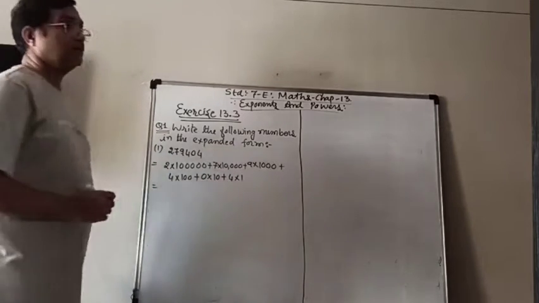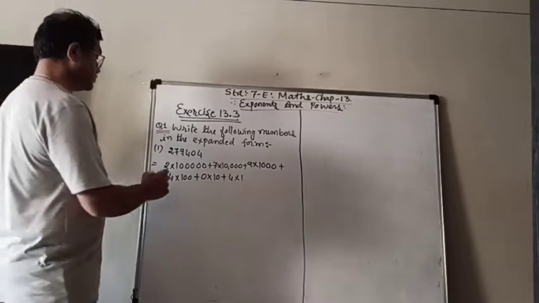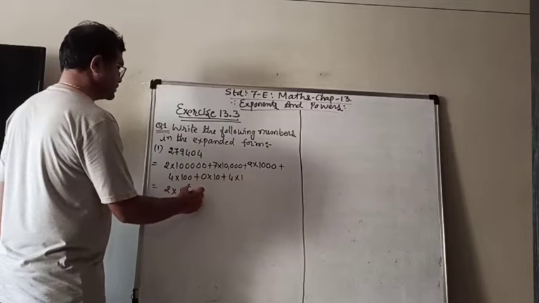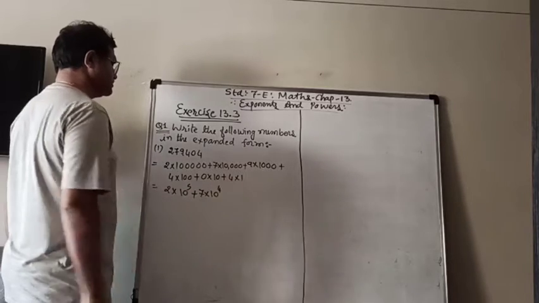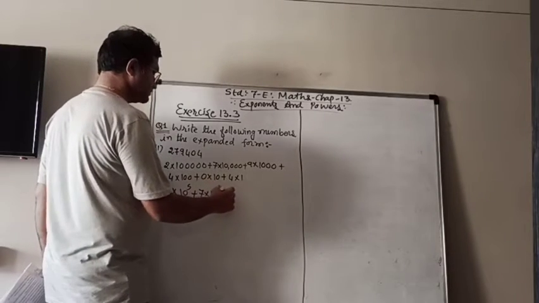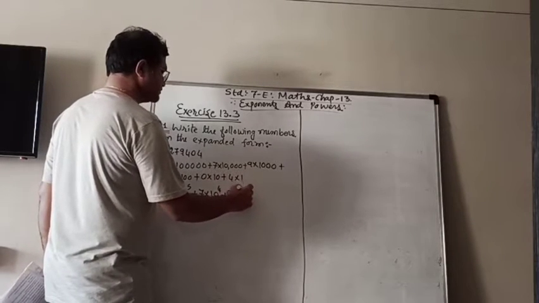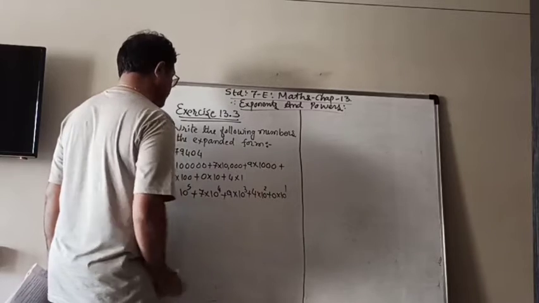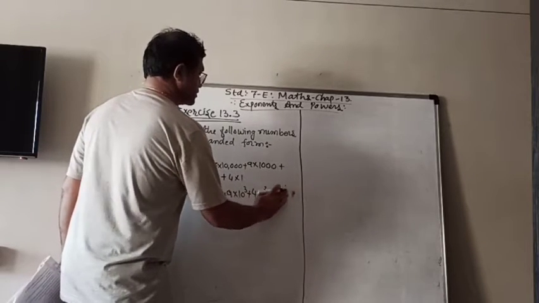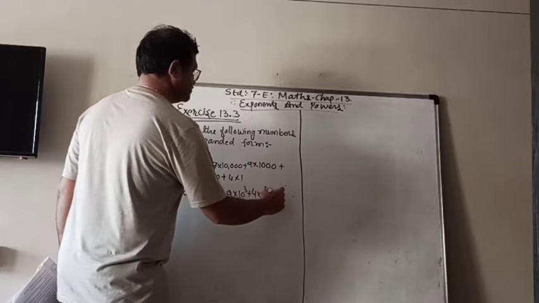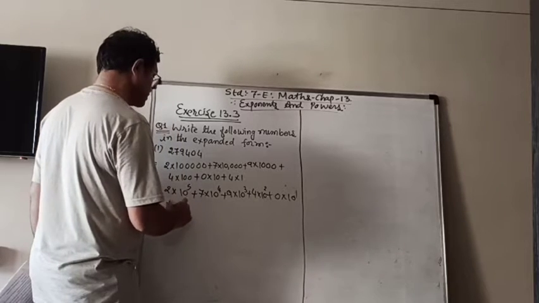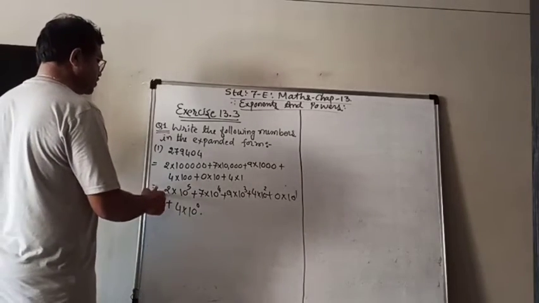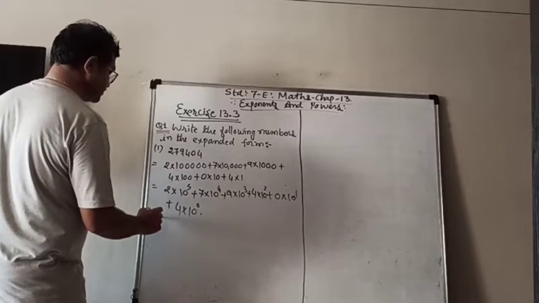But we can use the power of 10 also. So 2 multiplied by 10 raised to 5, here 1 lakh is 10 raised to 5, plus 7 into 10 raised to 4 plus 9 into 10 cubed plus 4 into 10 squared plus 0 into 10 raised to 1 and plus last 4 into 1, which means 10 raised to 0. So you can directly write this one in place of the previous one.